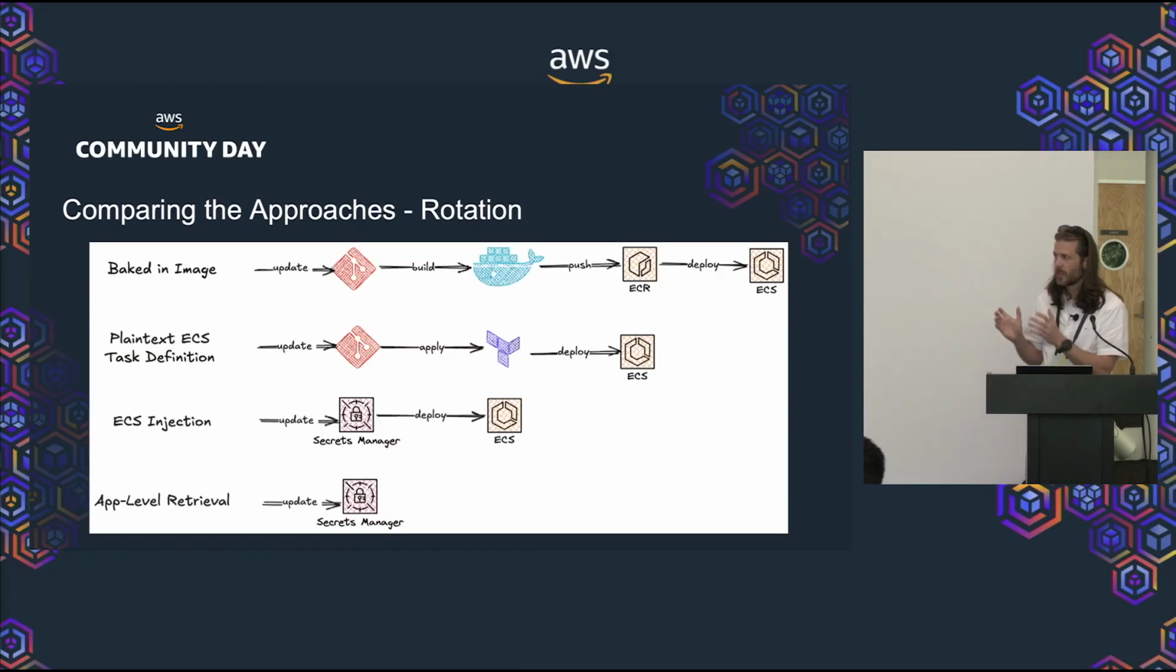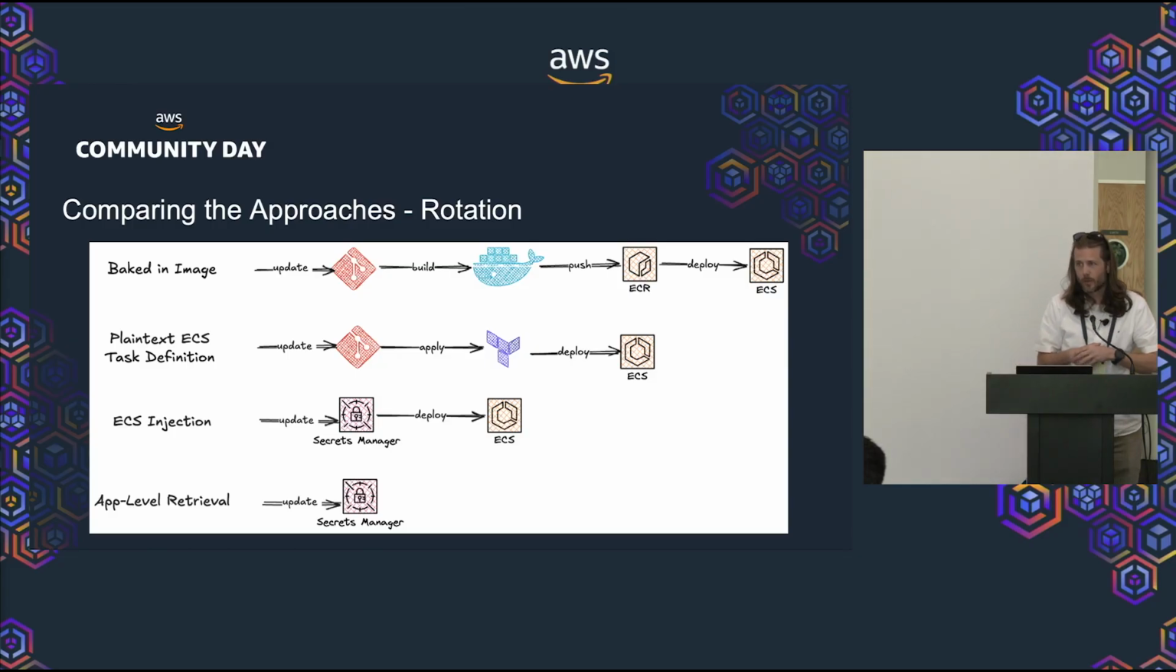All right, rotation approaches. When it's baked into the image, you need to do a full deploy. You need to update your code, you need to build, you need to push to ECR, and you need to deploy. When you put that secret in the task definition, you may need to deploy an infrastructure change if that's how you track your task definitions, or you may need to deploy the application change, but it's a similar story.